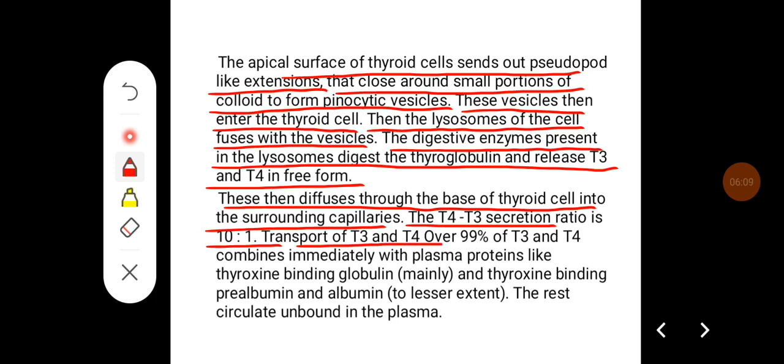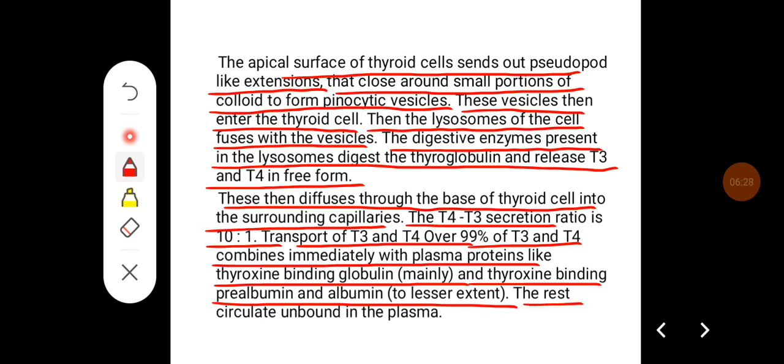The transport of T3 and T4: over 99% of T3 and T4 combines immediately with the plasma proteins like thyroxine binding globulin and thyroxine binding prealbumin, and albumin to lesser extent. The rest circulate in unbound form in the plasma.